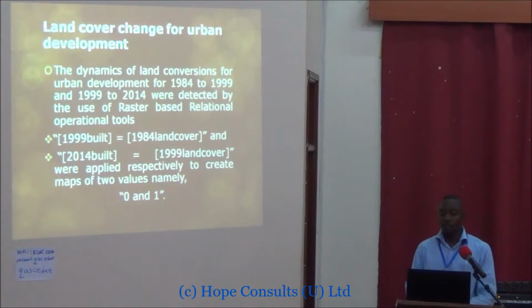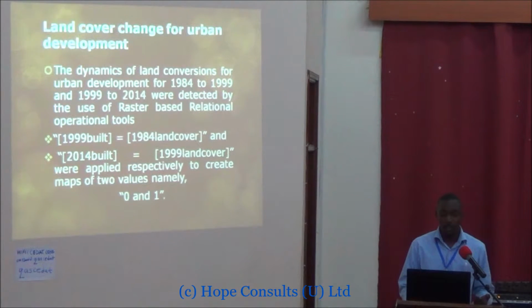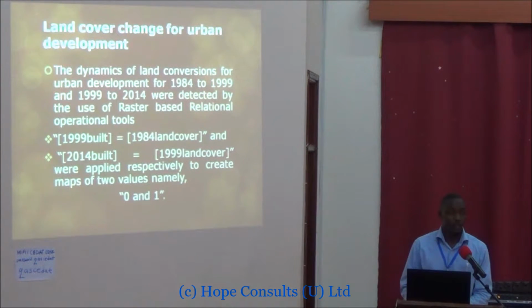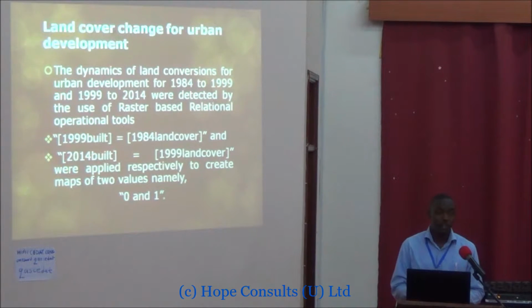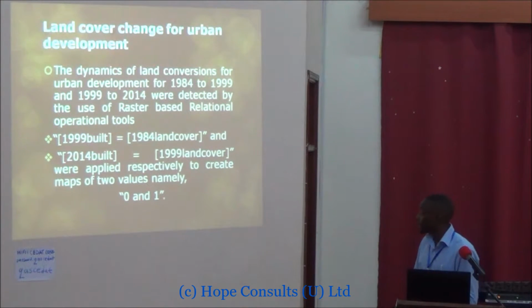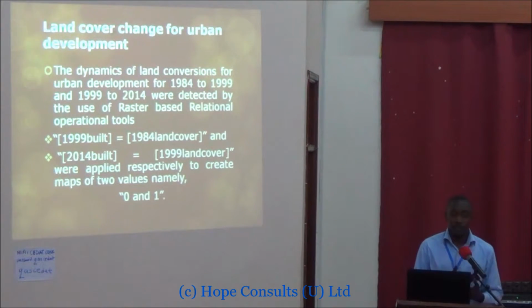Then the land cover change for urban development, because I had to find out how much the urban development had eaten up each of these land cover types. I used the raster calculator, in the 3D Analyst, where I used raster-based relational operations. I inputted those scripts for the built-up area of 1999 on top of the land cover for 1984. I did the same for the 2014 urban area to see how much that affected the land cover for 1999. When I overlaid the two, they gave me an output map with the values 0 and 1. 0 represented areas that hadn't been affected by new urban developments, and 1 represented areas that were affected by new urban developments.